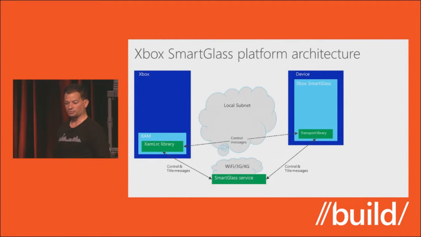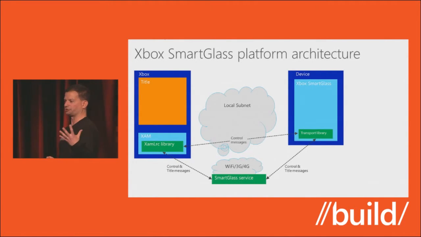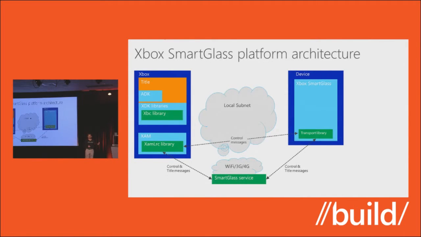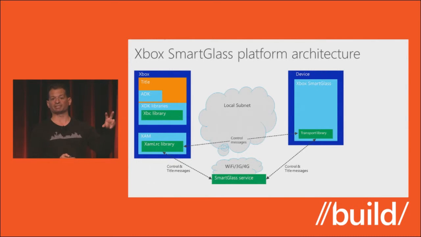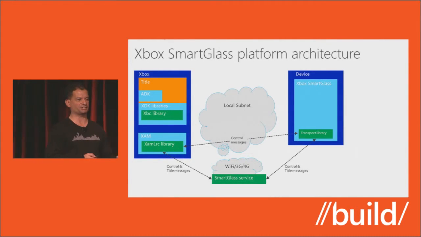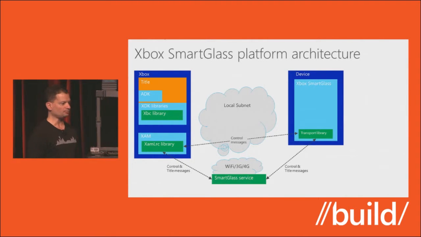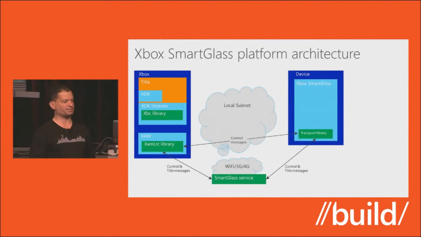Now on the Xbox, we add in the actual title, whether this be a game or a media title. All of the games are written with something called the XDK, the Xbox Developer Kit. Inside the XDK, there's a SmartGlass library that handles both getting events when users connect and disconnect, as well as an ability to send what we call title messages, and we'll talk about that in a bit. And then layered on top of the XDK is the application development kit, which is what the media applications in Xbox are built upon. And it also exposes that same set of functionality.